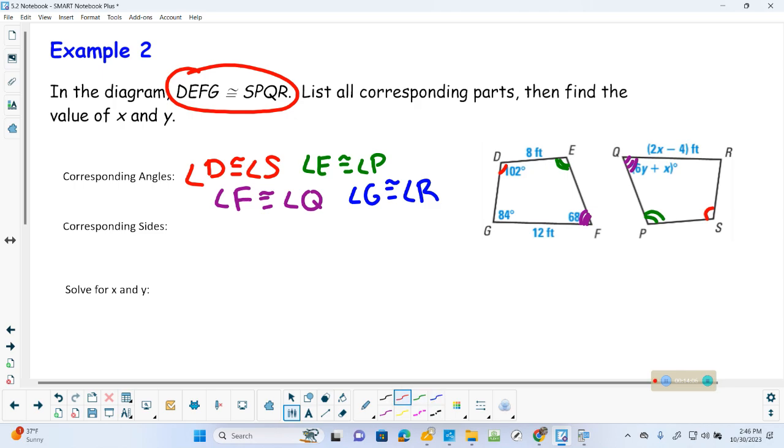Here we go. I'm going to pick a side on the first triangle, the first quadrilateral. I'm going to do the top. So I'm like, okay, DE. So I'm looking at those, DE. Now, DE is the first 2 letters. So I'm looking at the first 2 letters on the other figure. So I'm going to mark that. 1 congruent mark on DE, that matches up to SP.